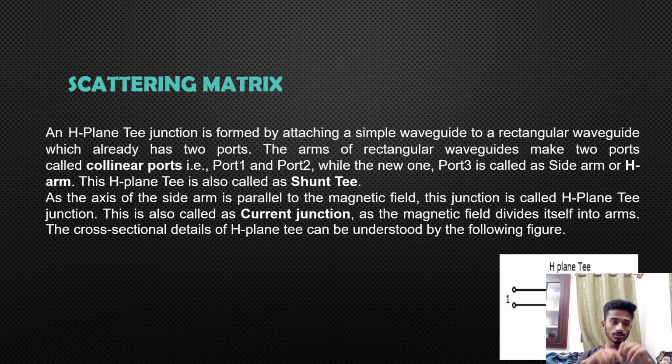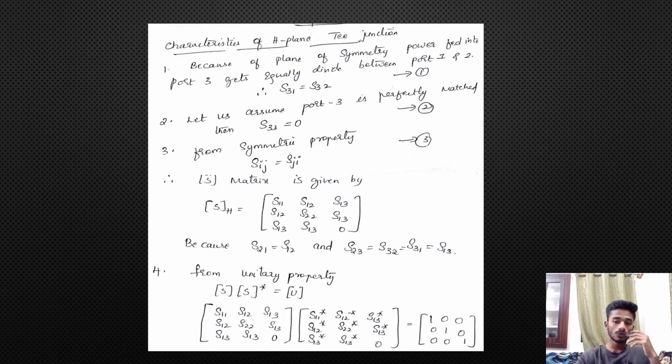As the axis of the side arm is parallel to the magnetic field, the junction is called an H-plane T junction. It is also called a current junction, as the magnetic field divides itself into the arms. The cross-sectional details of the H-plane T can be understood from the following figure. Okay, just look at the figure below, you guys will understand. So let me explain the characteristics of the H-plane T junction.